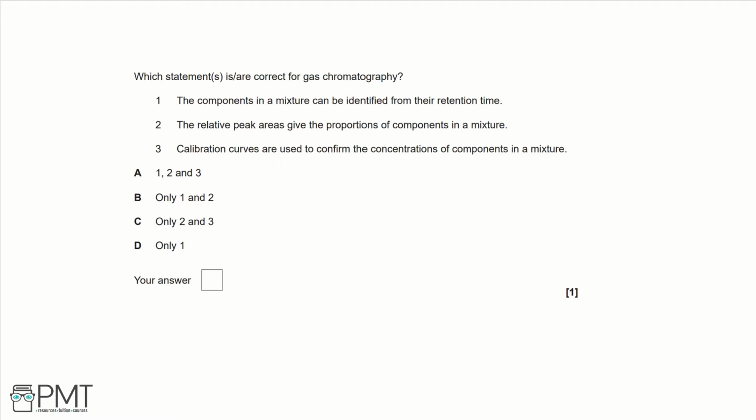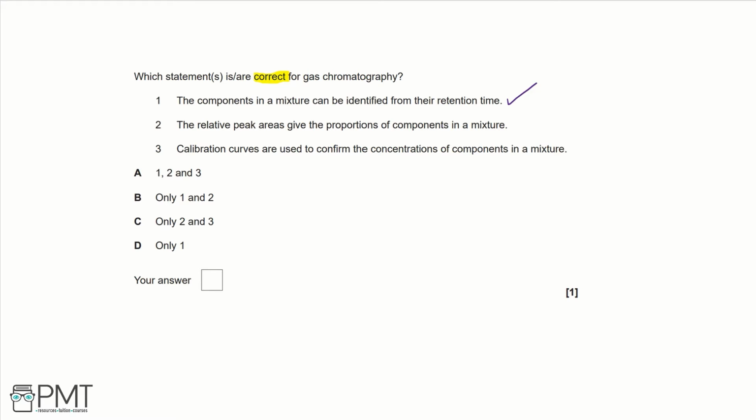Or D, only 1. So we're looking for which statements are correct. If we start by looking at 1, the components in a mixture can be identified from their retention time. This is true, and it's a similar principle to when you use thin layer chromatography and you work out their retention factor by working out how far the solvents travelled and how far the mixtures travelled. It's a similar thing with retention time.